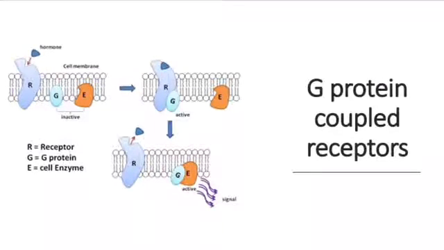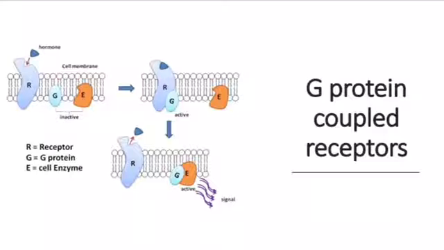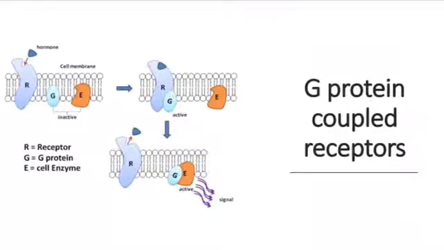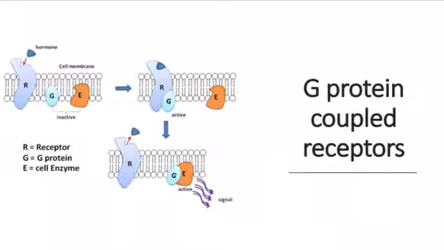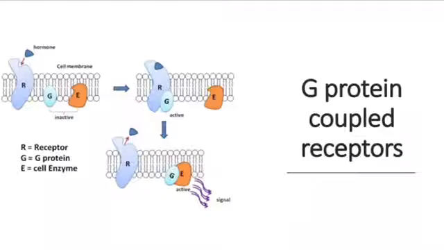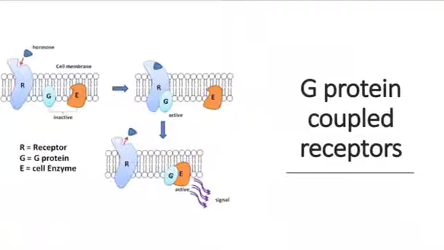This picture shows an example of GPCRs being sensitive to hormones. You have the receptor that is labeled R and the hormone coming in to bind with it. When the receptor binds with the hormone, the G protein sees it and interacts with it. Then a cell signal is released.